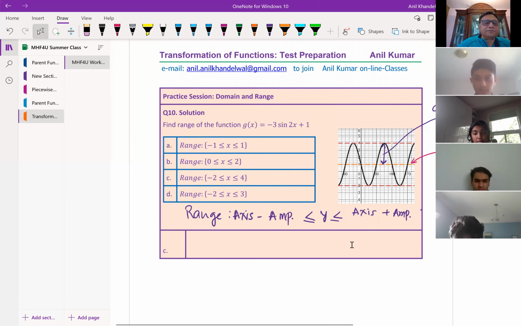Sir, the method we just did for the sine function would also hold for the cosine function, right? Yes. All functions. So in short, the range or the y value will be axis minus amplitude to axis plus amplitude. Axis is this and amplitude is this, right? So just add them and subtract them. You get your answer. Okay?